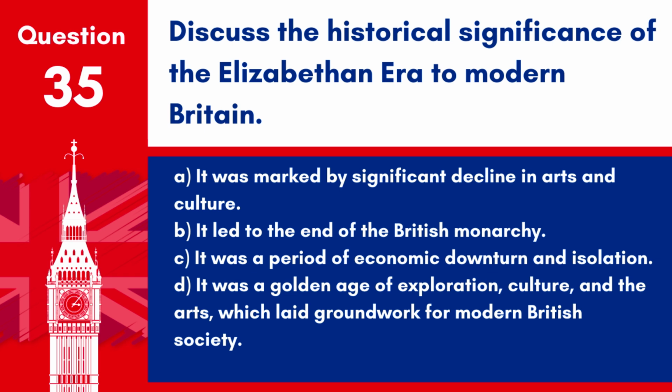Question 35. Discuss the historical significance of the Elizabethan era to modern Britain. A. It was marked by a significant decline in arts and culture. B. It led to the end of the British monarchy. C. It was a period of economic downturn and isolation. D. It was a golden age of exploration, culture and the arts, which laid groundwork for modern British society.